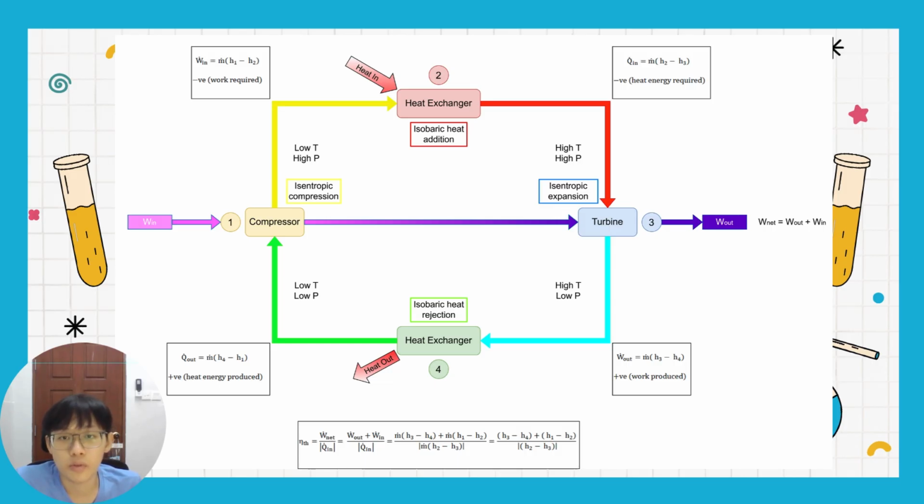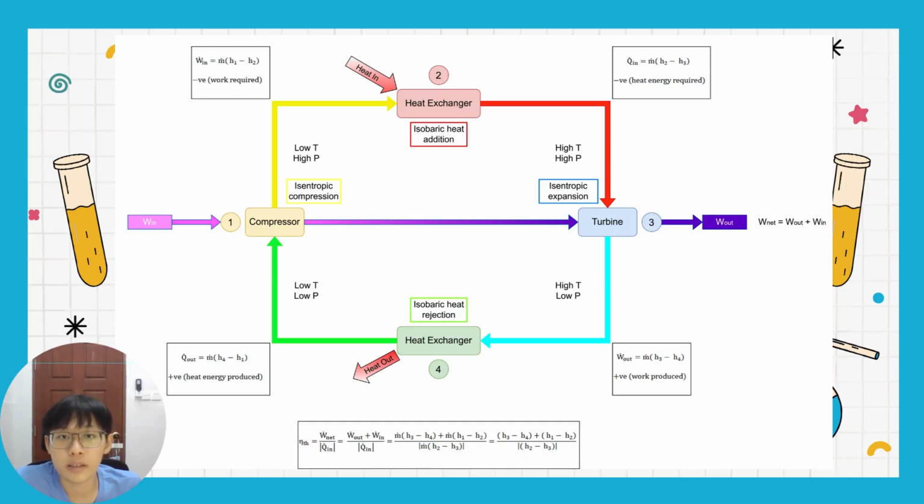And 4 to 1 will be the isobaric heat rejection. The heat will flow out in this process so that the gas will go from high temperature to low temperature, and the pressure will be constant in this step.